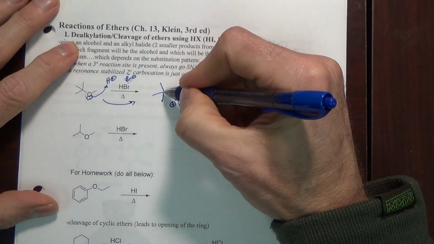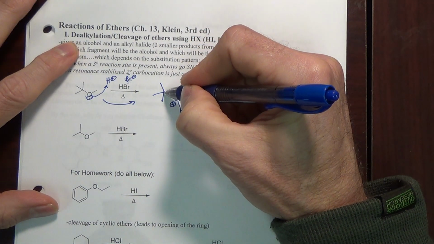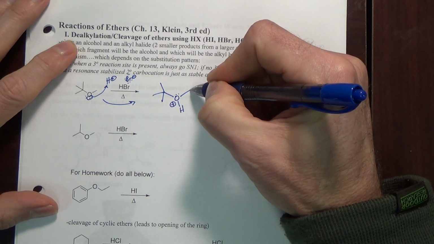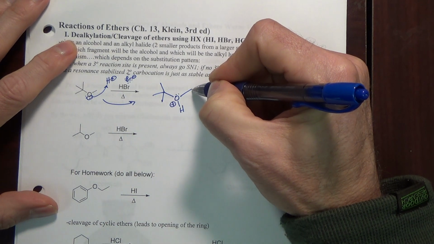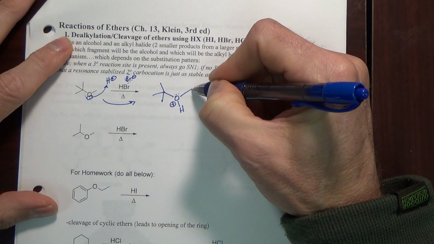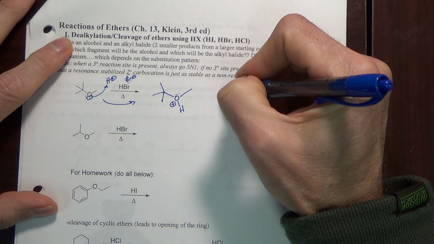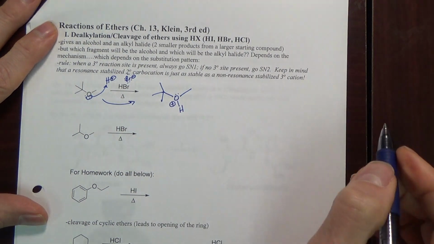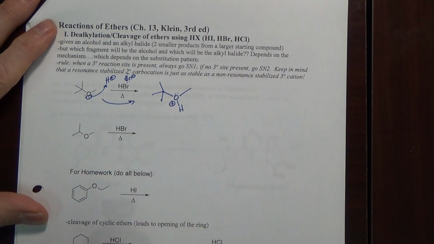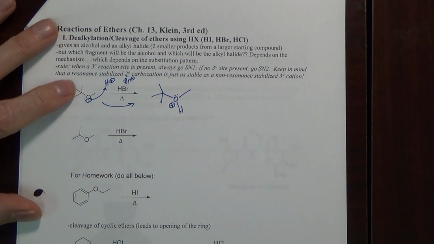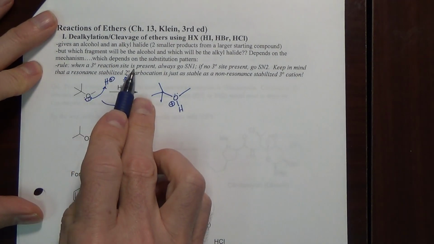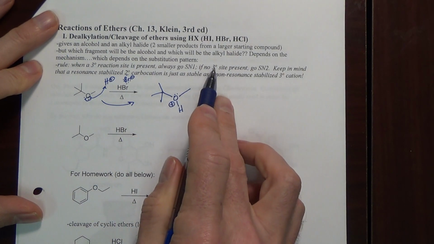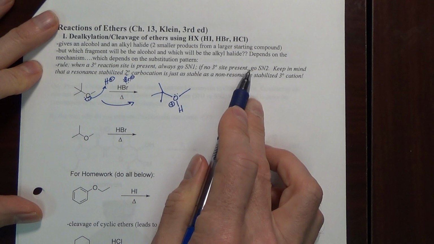Are we going to attack over here, which by the way is a tertiary carbon, or are we going to attack a primary carbon? That's actually not a primary carbon, is it? That's just a methyl. A primary carbon is bonded to one carbon. This is not bonded to any carbons, so it's not even primary. Well, we have a rule. When a tertiary reaction site is present, always go SN1. If no tertiary site is present, go SN2.